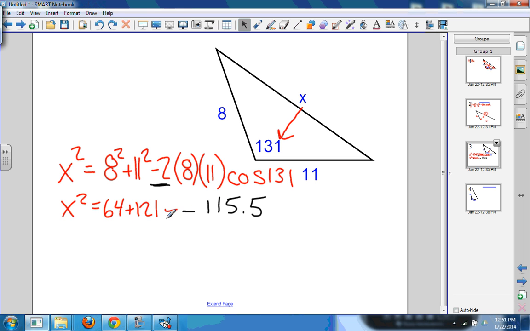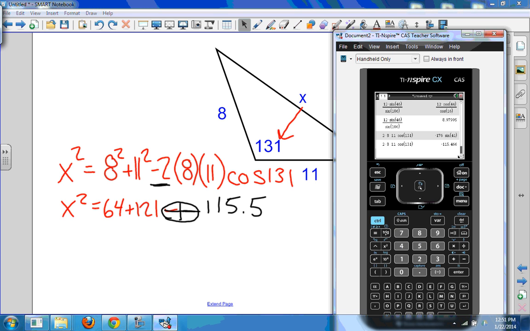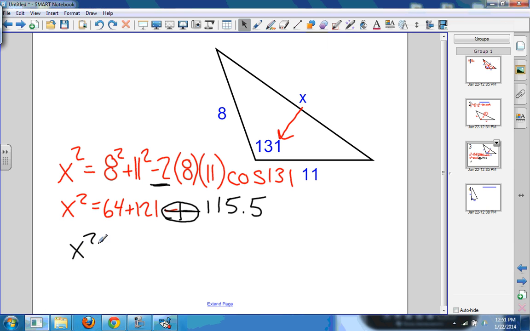Minus a negative, we know we can change to addition. So let's put all this in our calculator. 64 plus 121 plus 115.5 is equal to 300.5. So x squared is equal to 300.5.